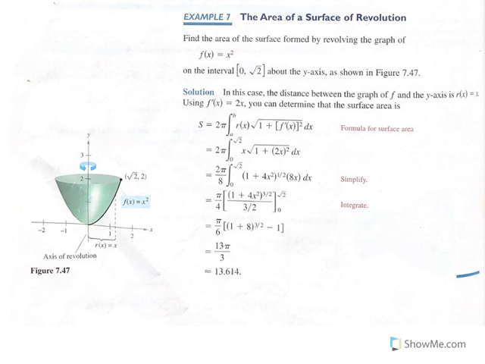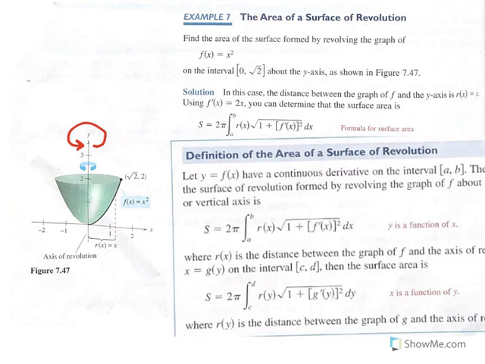This is example 7 from the textbook. Find the area of the surface formed by revolving the graph of f of x equals x squared on the interval from x equals 0 to x equals square root of 2. But now the axis of revolution is a vertical axis of revolution. It is the y-axis as shown in the figure. So how do we do that?